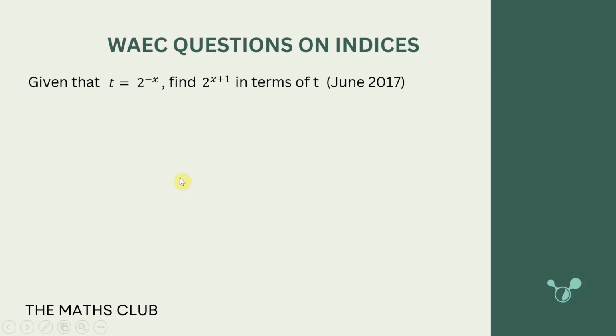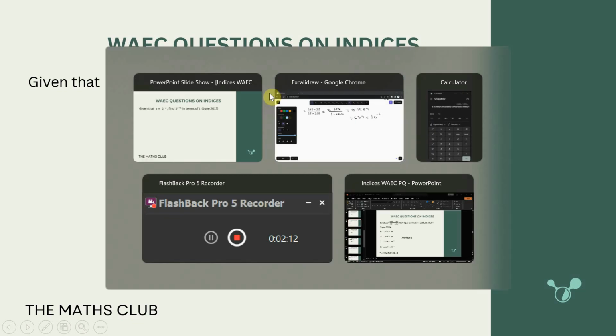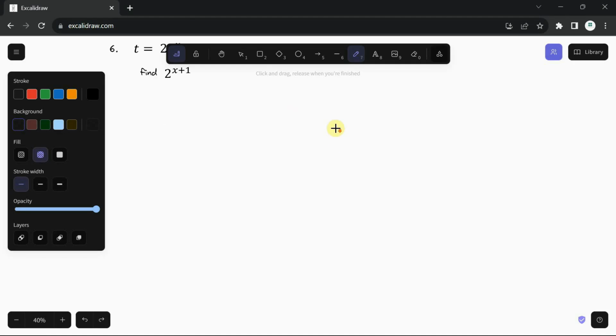Now this next question says that given that t is equal to 2 raised to the power of minus x, find 2 raised to the power of x plus 1 in terms of t. So let's see this question. We're given t, and I want to find this in terms of t. So how can we express this 2 raised to the power of x plus 1?